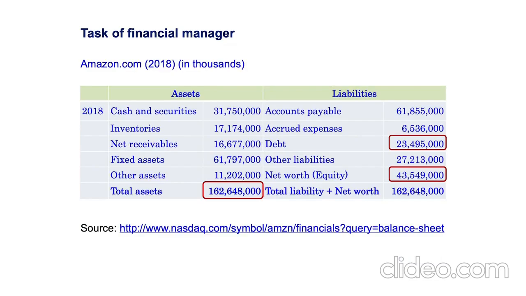What's shown on this slide is Amazon's balance sheet at the end of 2018. By this point, Amazon is already one of the largest companies in the world. The fixed assets have grown to over $61.7 billion, while the total assets have grown to $162 billion. Debt has also grown to over $23.4 billion and equity to over $43.5 billion. These are all in book value. The market value of Amazon's equity was $773.5 billion at the end of 2018.